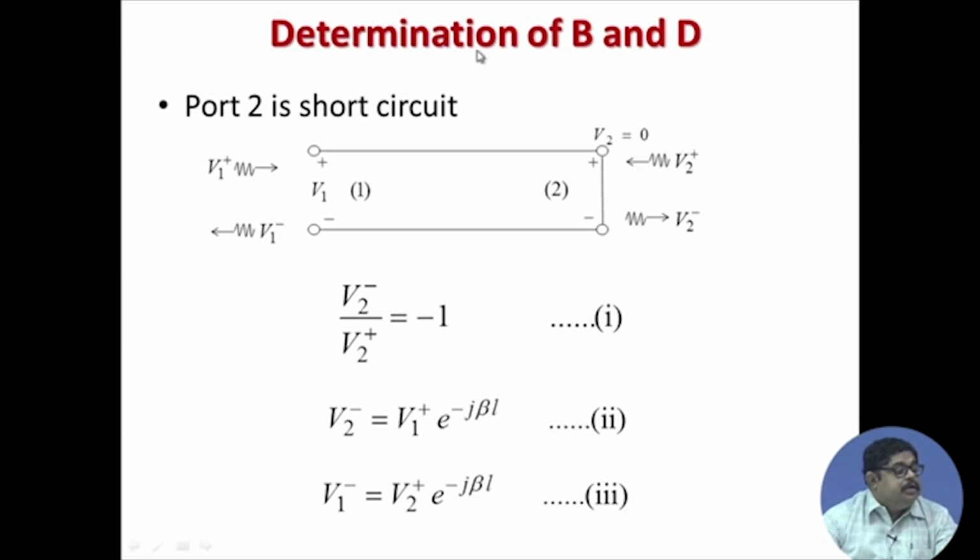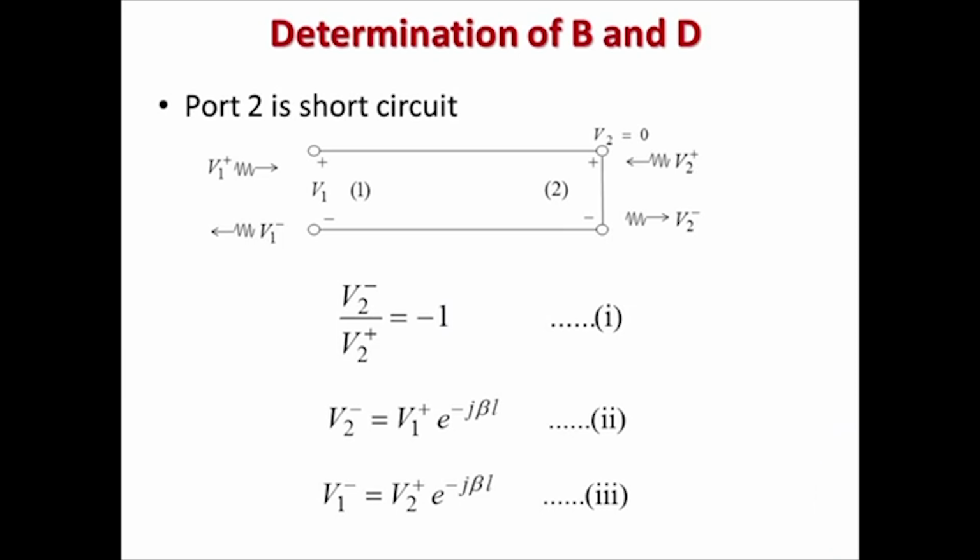Then you need to determine B and D. The condition for B and D determination will come if we short circuit port 1. That means they require that V1 should be equal to 0, not V2 equal to 0. Port 2 is short circuit. So, you know that V2 minus by V2 plus is minus 1 for a short circuit. The reflection coefficient is minus 1.